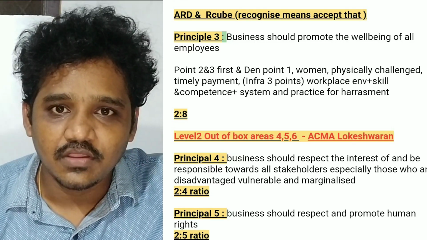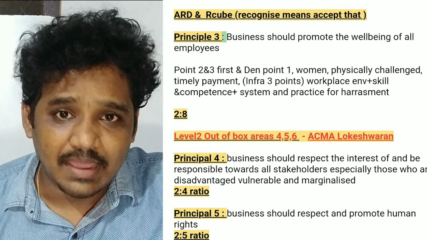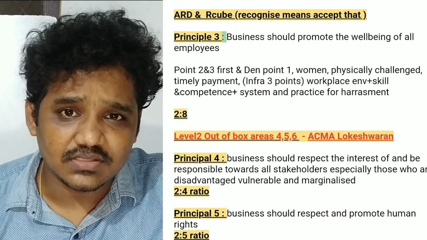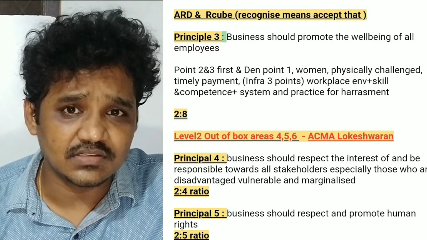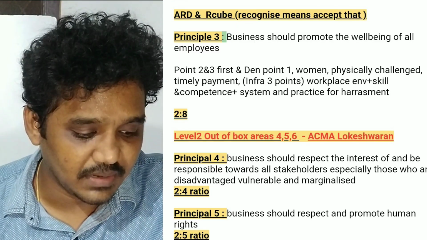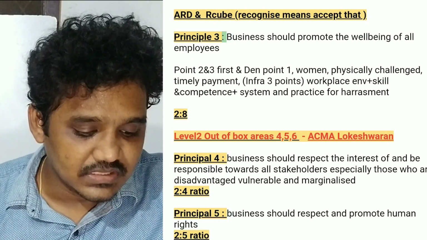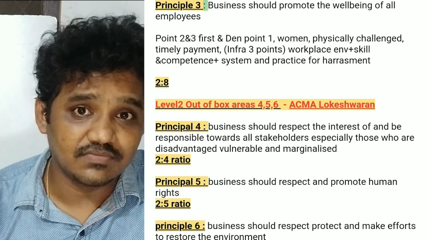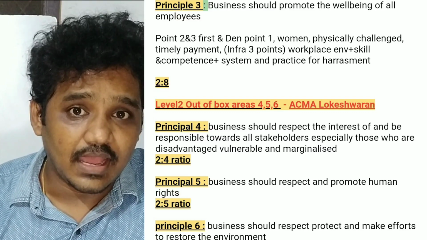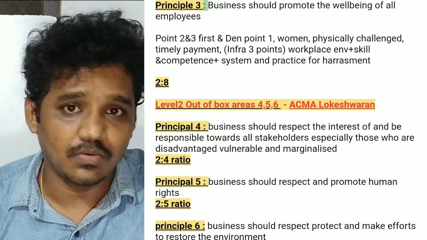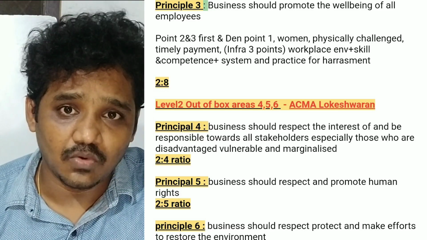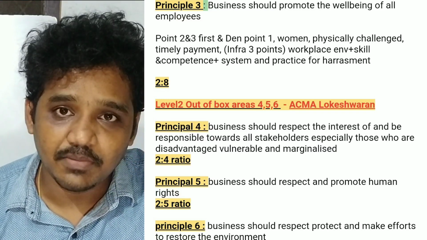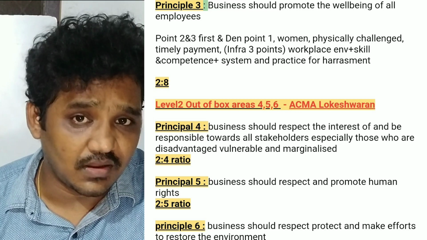Level 2 is out of the box. When we talk about out of the box, I mean out of the box areas with respect to business, like stakeholders. What are the different stakeholders affected as a result of your business? That is principle number 4. Principle number 5: business should respect and promote human rights. This is with respect to human rights, which is another out of the box area. As part of doing business, you also have to abide by the human rights rules and regulations. And then principle number 6 is also the same. For principle number 5 and principle number 6, the core elements are almost the same.